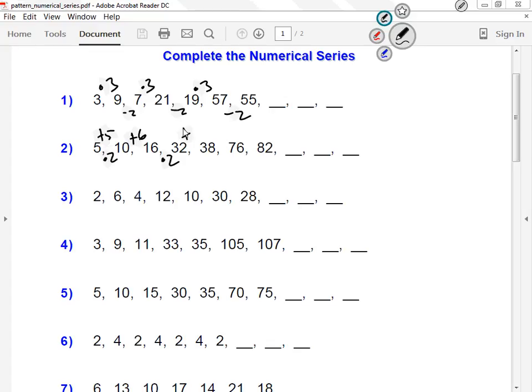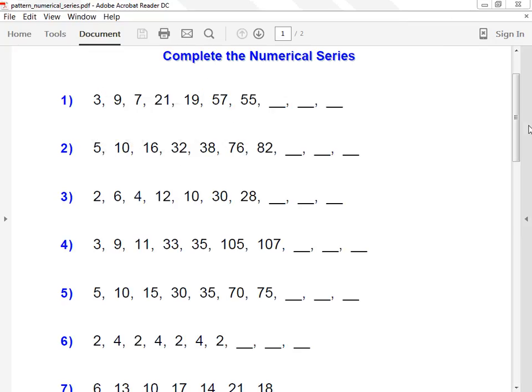Then you add 6. For 38 to 76, you multiply by 2. Then you add 6. So let me cross this plus 5. It seems like I multiply by 2, then I add 6. Like I said, this one, we have multiplication and addition, or addition of different numbers. This one you have to think of your pattern.